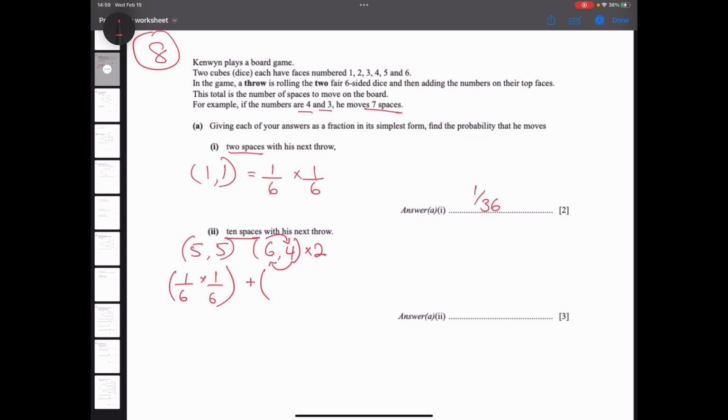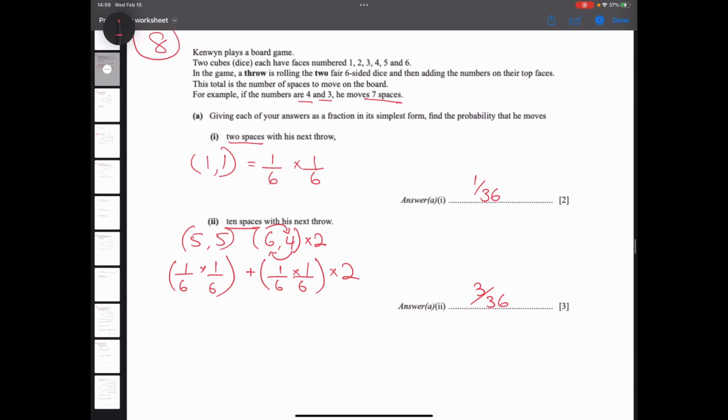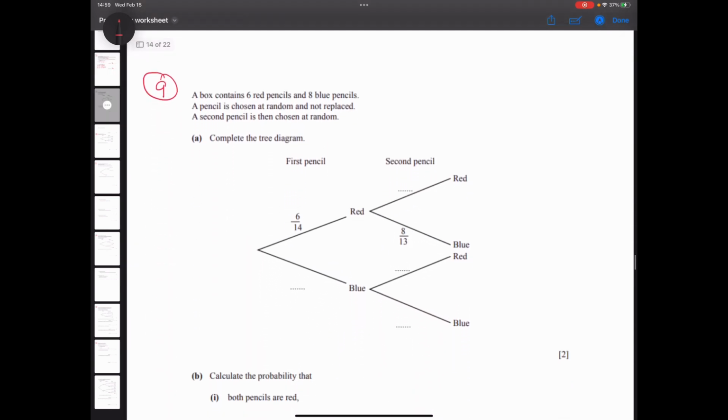Plus 6 and 4, 1 over 6 times another 1 over 6 times 2, which is 2 over 36. That is 3 over 36, the final answer. Going to question number 9.